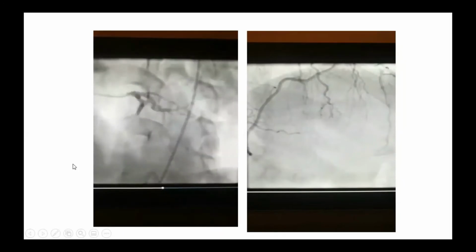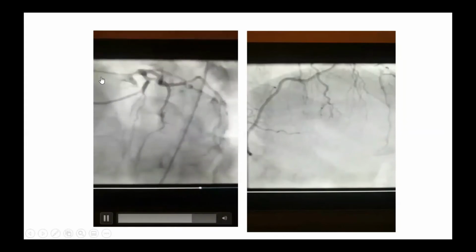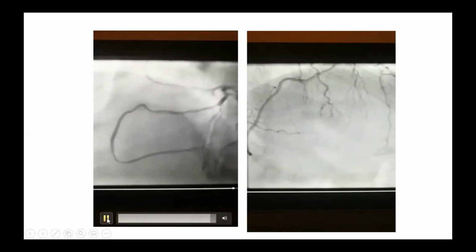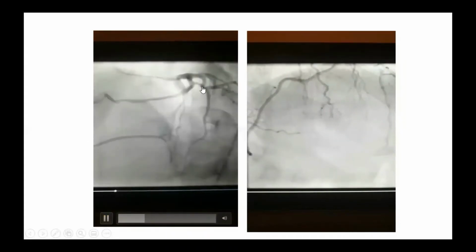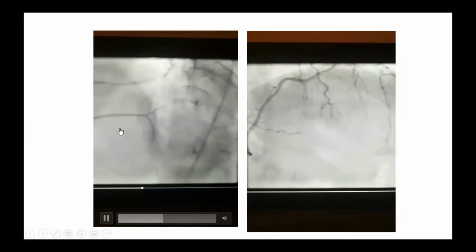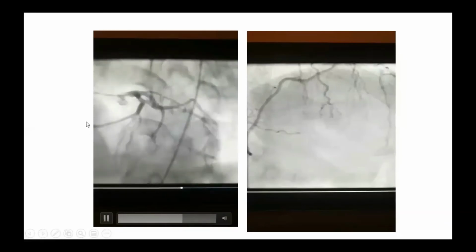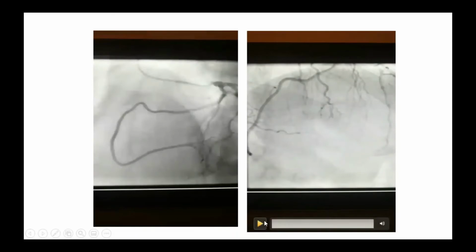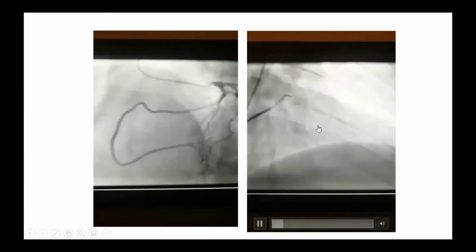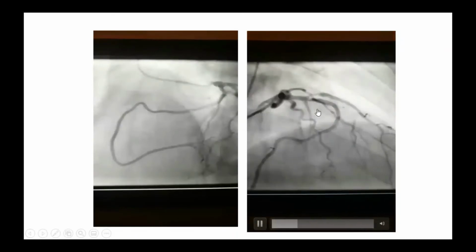Left main will give you what? LAD and circ, right? Left anterior. Anomalous RCA, yes. Where is it? Can you see this one? Yes, this is the RCA originating from the left side. This is an anomalous RCA coming from the LAD, the first part of the LAD, okay?